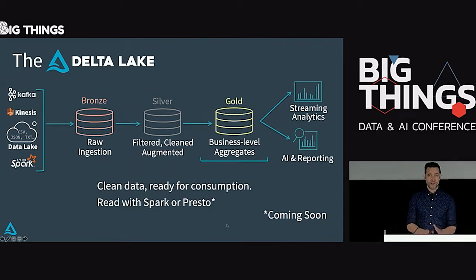And then finally, we move on to gold. This is high-level business aggregates, machine learning models, things that actually solve a business problem, that mean something to somebody in your company. And you can share this and do streaming analytics or AI and reporting on it. You can read it with Spark or Presto and a growing community of tools.